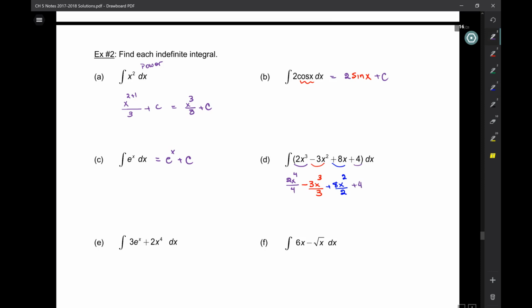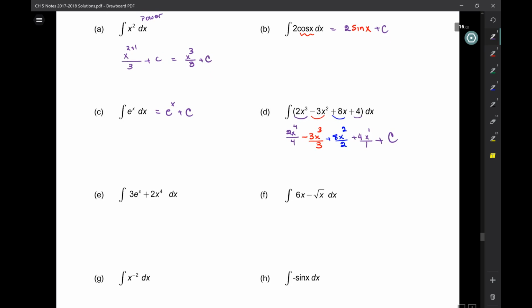Plus 4. What's the exponent of the x in that case? 0. It's 0 now, so it's going to become 1. X to the 1 divided by 1. Or you obviously don't have to divide by 1. Plus c. So we simplify. X to the 4 over 2 minus x cubed, 4x squared, 4x plus c.